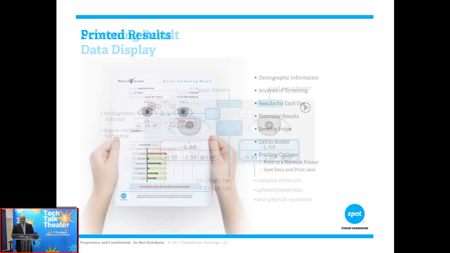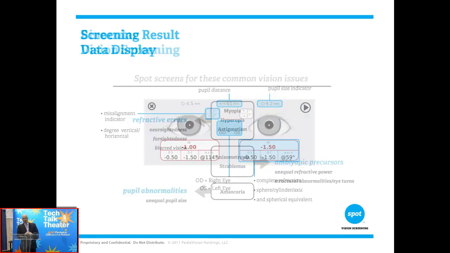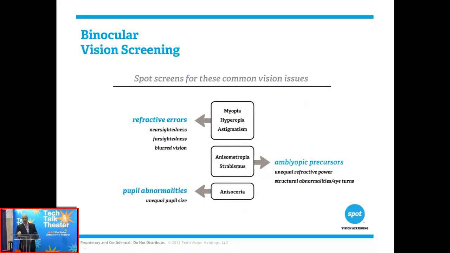What does the device screen for? Myopia, nearsighted, hyperopia, farsighted, and astigmatism, those are refractive errors, also amblyopic precursors, and pupil abnormalities.